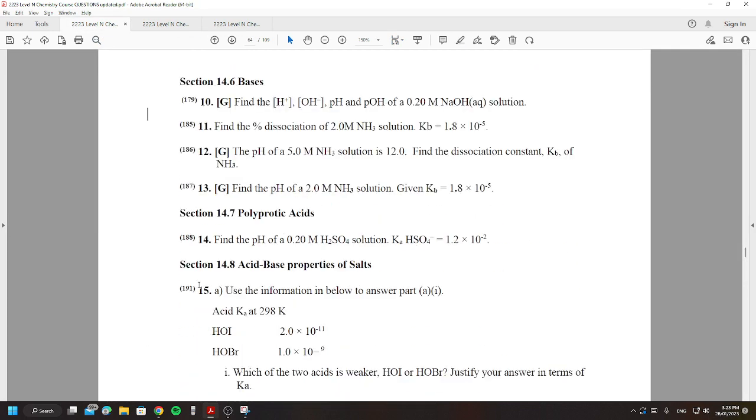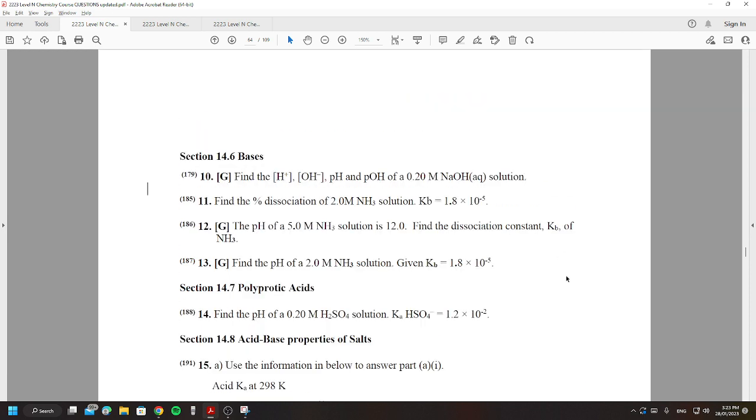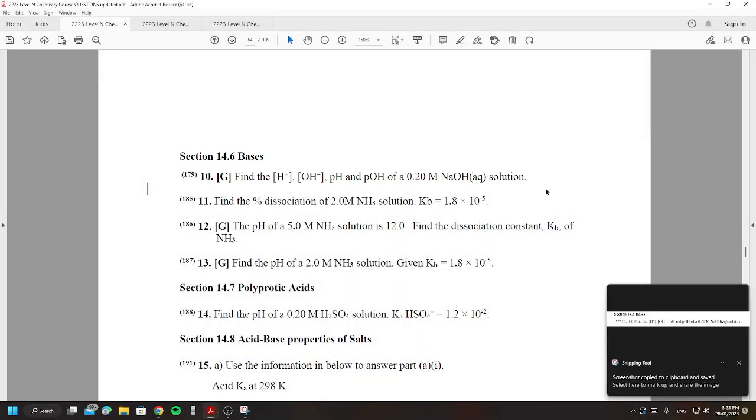Nice, okay. Number 10. Find the H plus, OH minus, pH and pOH of a 0.2 molar NaOH aqueous solution. Just give me a sec, guys.